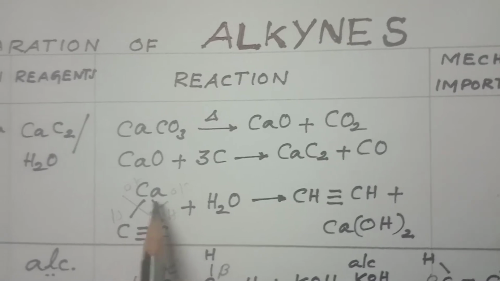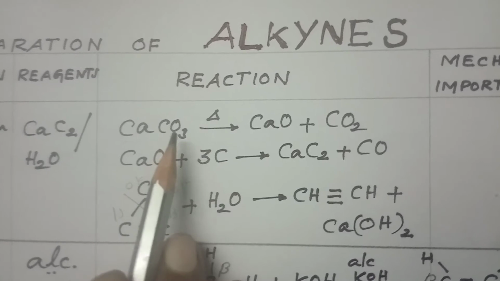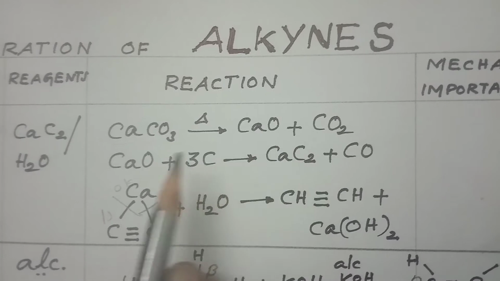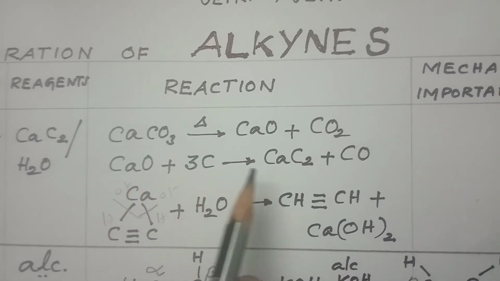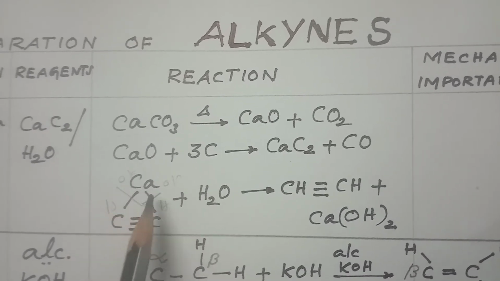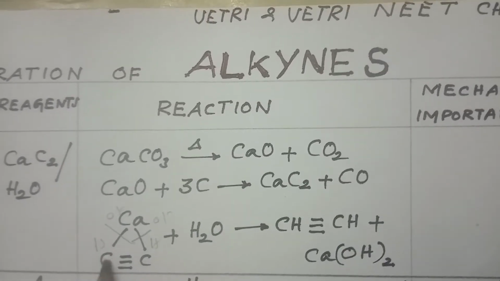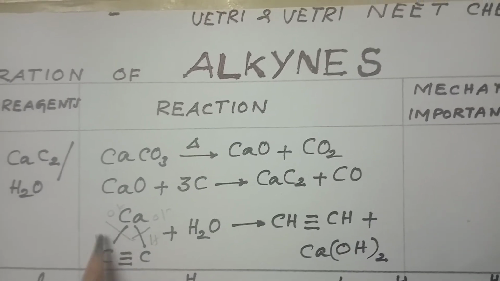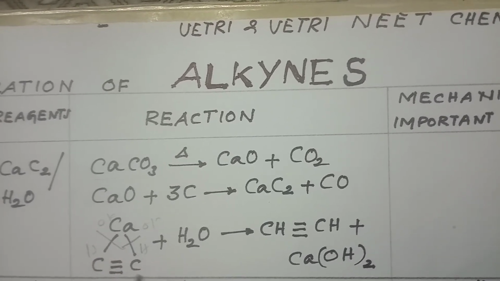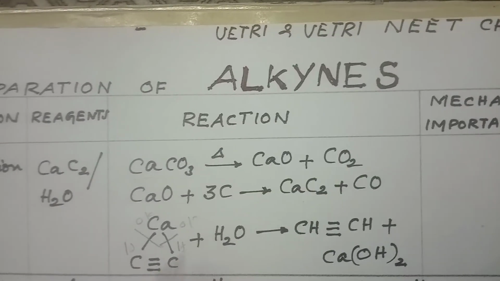This calcium carbide you are preparing from calcium carbonate, that is limestone. Limestone on heating gives calcium oxide plus carbon dioxide. Calcium oxide with carbon gives calcium carbide. While writing the formula of calcium carbide, stick to the valency of carbon: carbon triple bond carbon, here the carbon valency is 3 plus 1, 4. This is the way to explain carbon valency. So, preparation of ethyne by hydrolysis of calcium carbide is over.